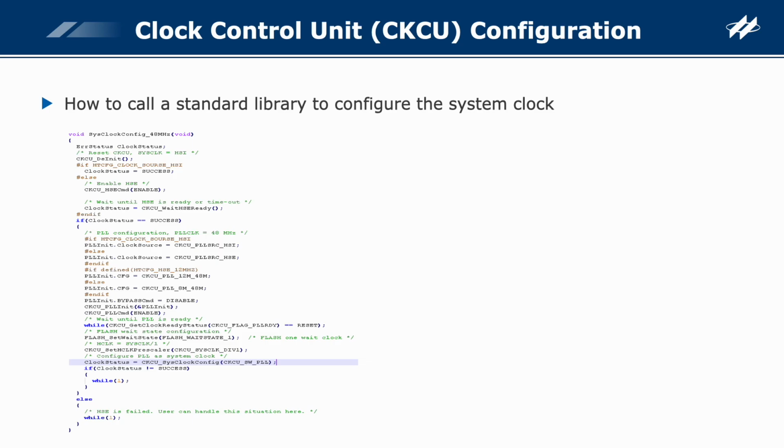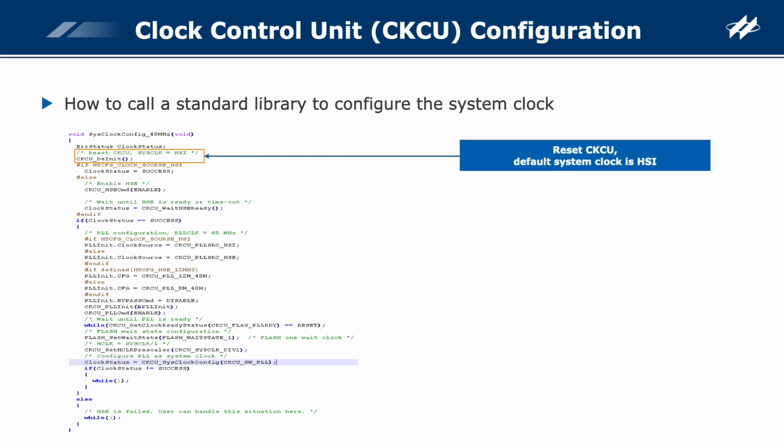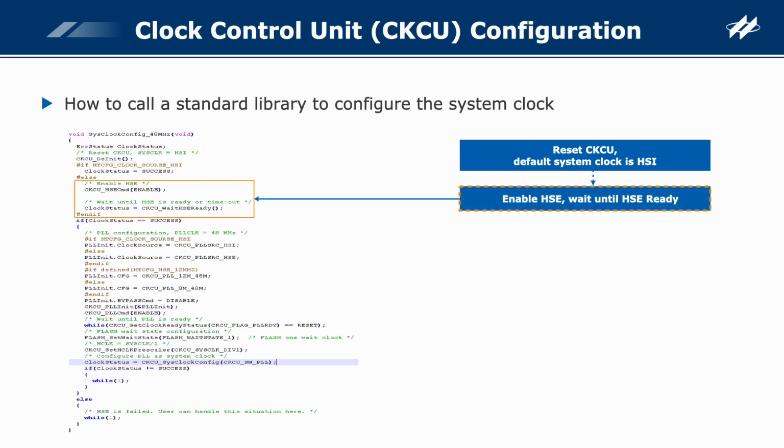Here's an example of how to call a standard library to configure the system clock. First, reset the clock control unit. The default system clock is the high-speed internal oscillator. Second, we can enable the external high-speed crystal oscillator and wait for ready. We can also directly configure the PLL without using the high-speed external crystal oscillator.